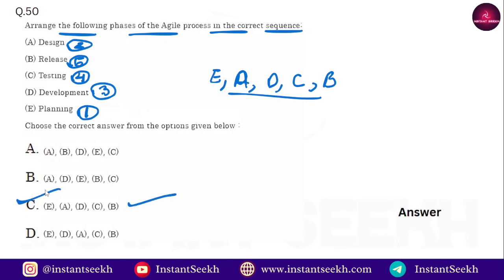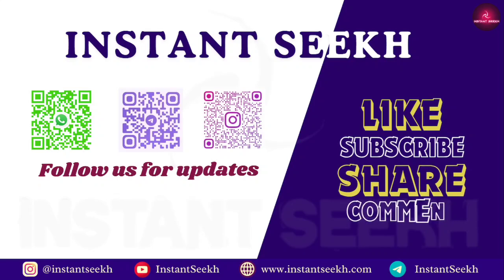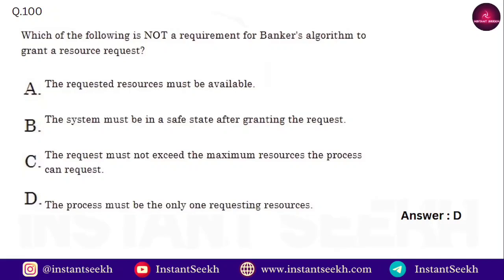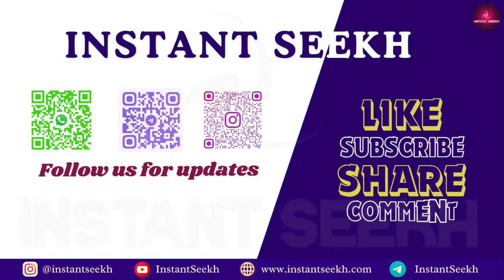With this we complete our first 50 set of questions of the August 2024 Computer Science Paper 2. Next questions, starting from 51 to 100, we will be completing in part 2.